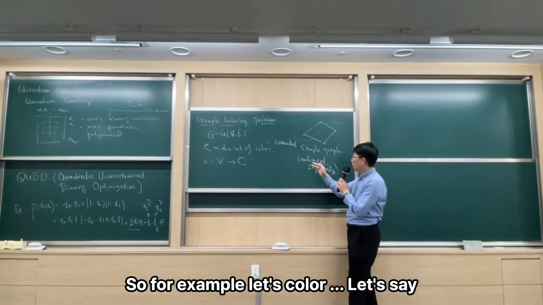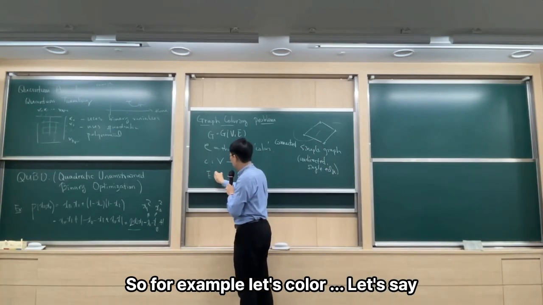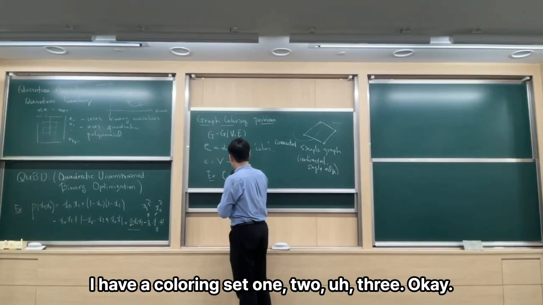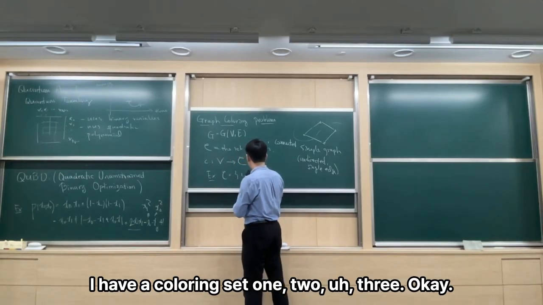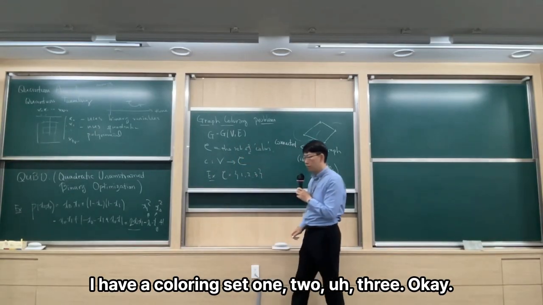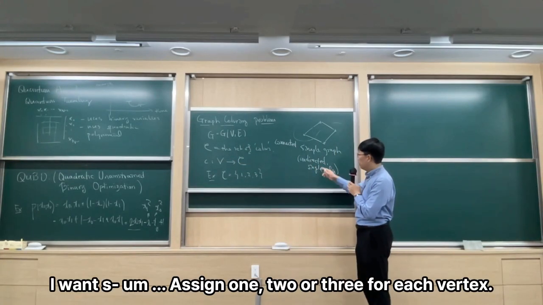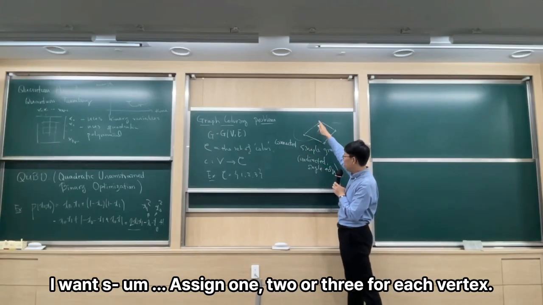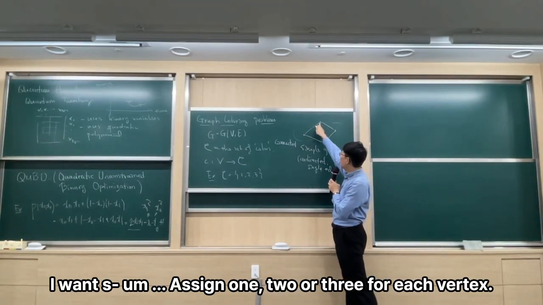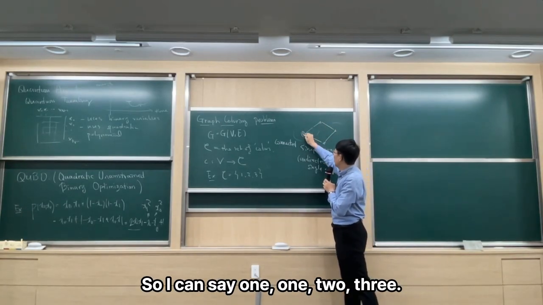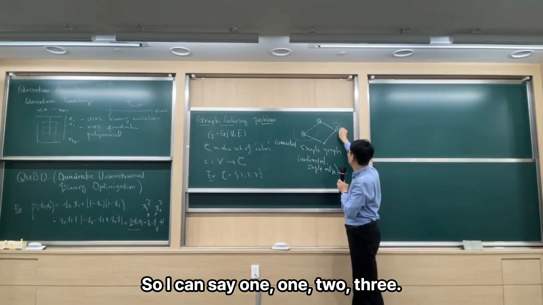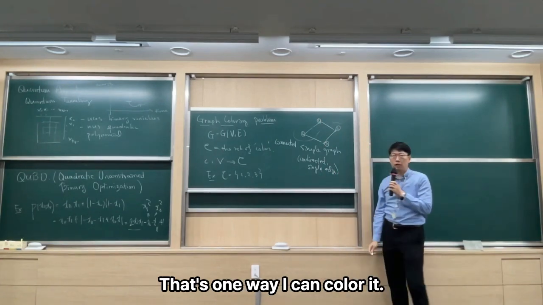So for example, let's say I have a coloring set 1, 2, 3. Then it means I want to assign 1, 2, or 3 to each vertex. So I can say 1, 1, 2, 3. That's one way I can color it.